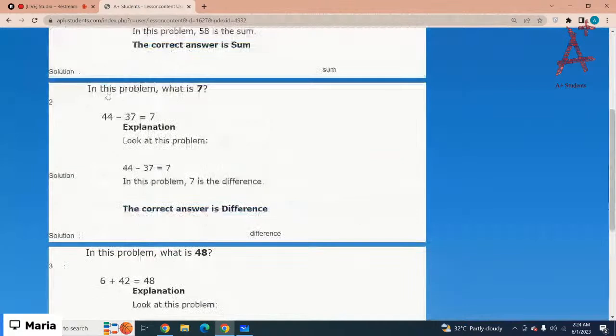Okay, the next one is, in this problem, what is 7? 44 take away 37 equals 7. 7 is the difference of both 44 and 37. Got it? Let's just start with the practice.